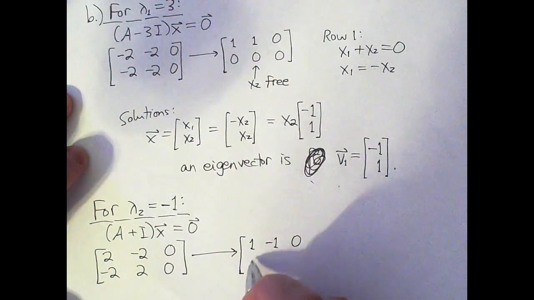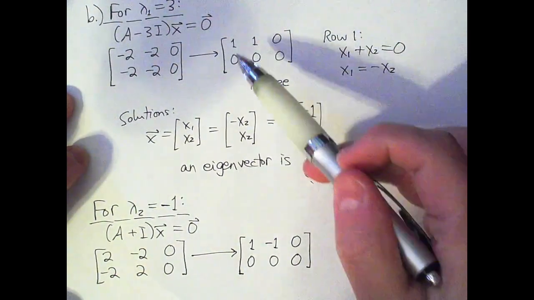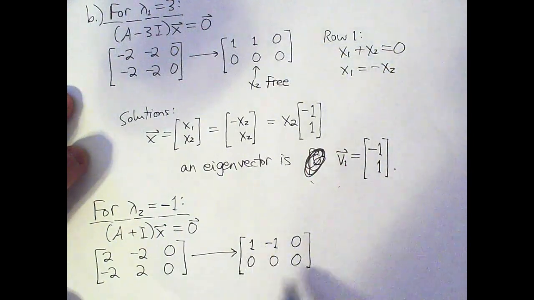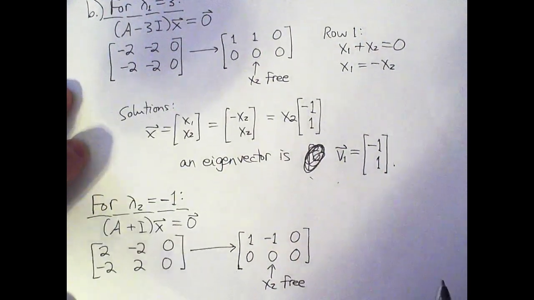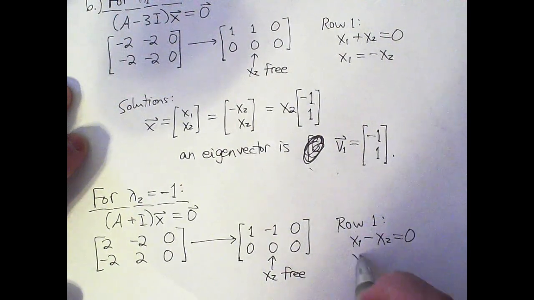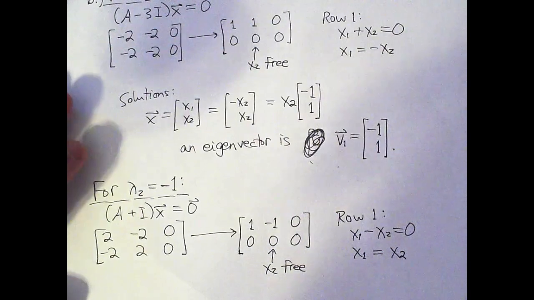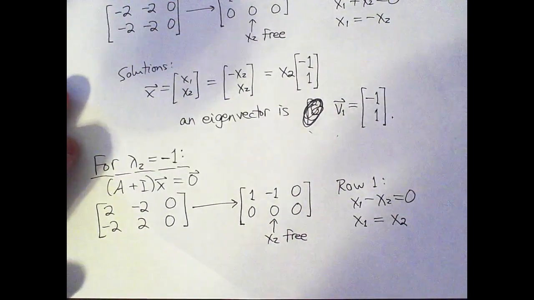I kind of expect that to happen, right? So this was 1, 1, 0, 0, 0, 0, and this is almost the same. But that slight difference is going to be important. x2 is free again. This time row 1 is telling us that x1 minus x2 equals 0. So you see, this is going to get us something different. It's important that it gets us something different so that we get something that's linearly independent.